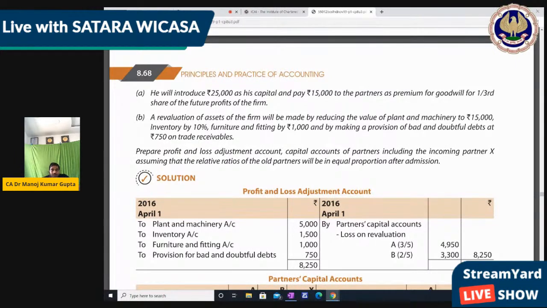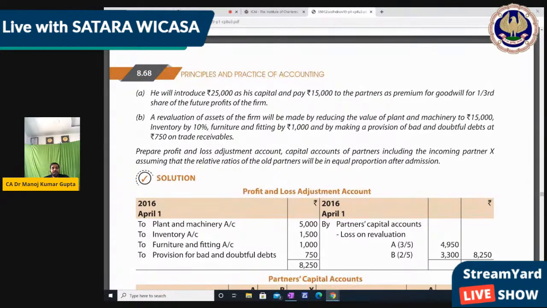Okay, that means what? The last line is very important. First they say prepare profit and loss adjustment account. Actually that is not a profit and loss adjustment account, that is actually the revaluation account. So whatever revaluation they have given, we have to revalue all assets and liabilities. Next, capital account of partners including the incoming partner X. So capital account is nothing but the capital account. Assuming that the relative ratio of the old partners will be in equal proportion after admission.